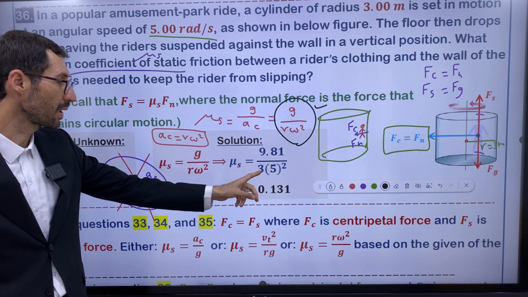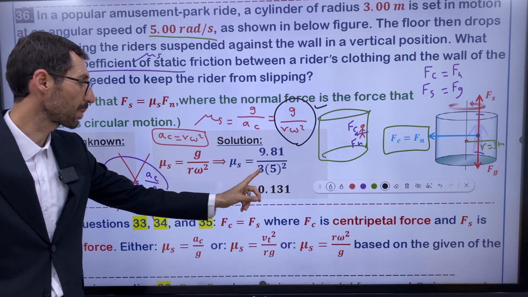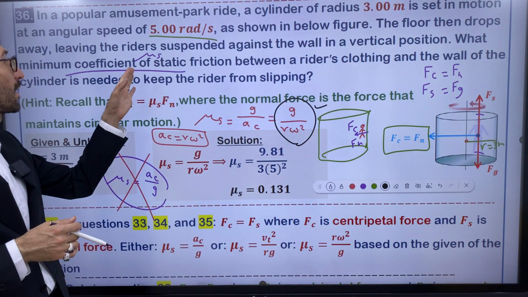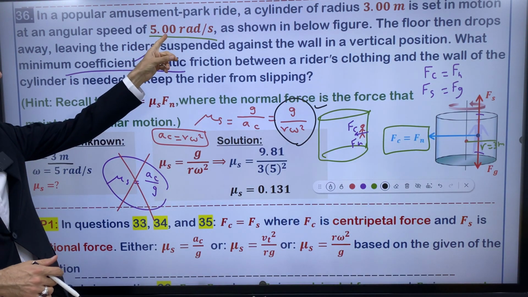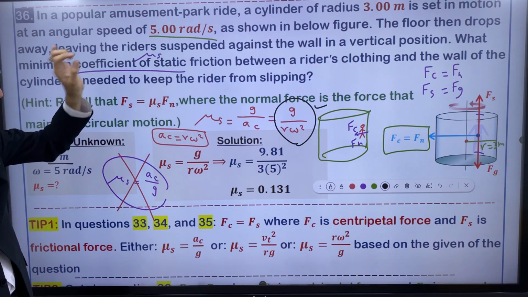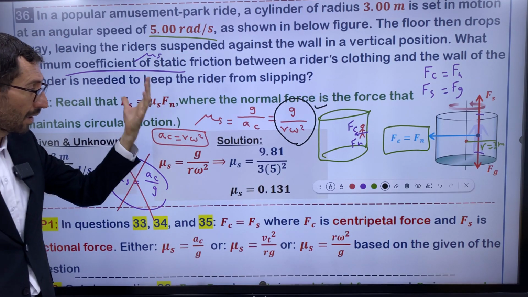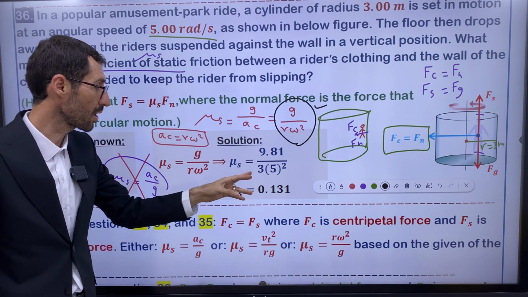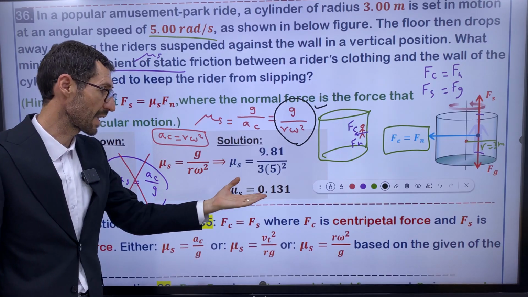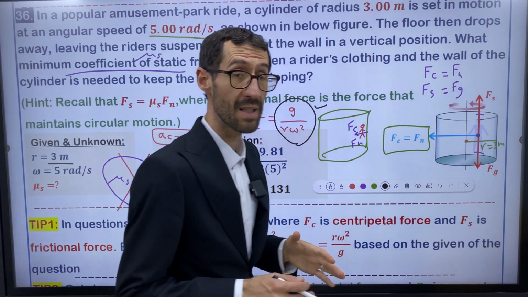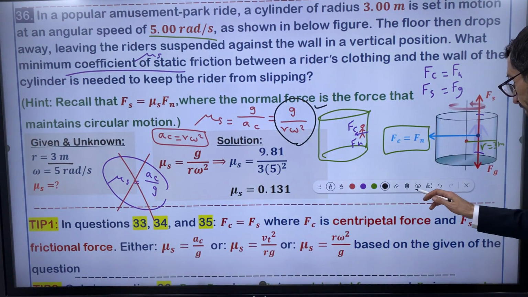G is 9.81 divided by 3 multiplied by 5 squared, because 3 is the radius of the cylinder, and 5 is the angular speed, omega. We already had it within the question, and this is the answer: 0.131, without any unit, because it's unitless, right?